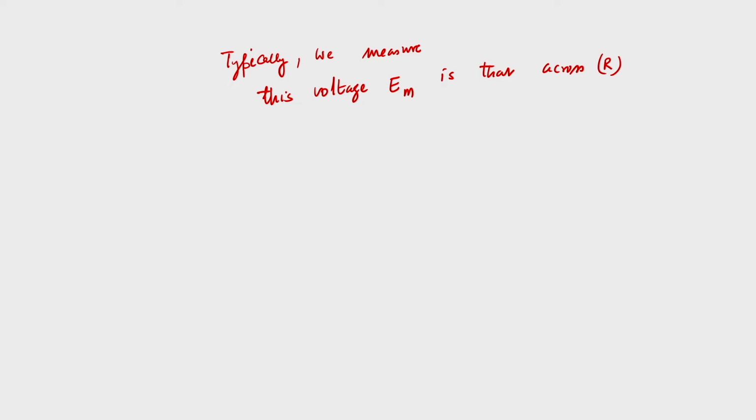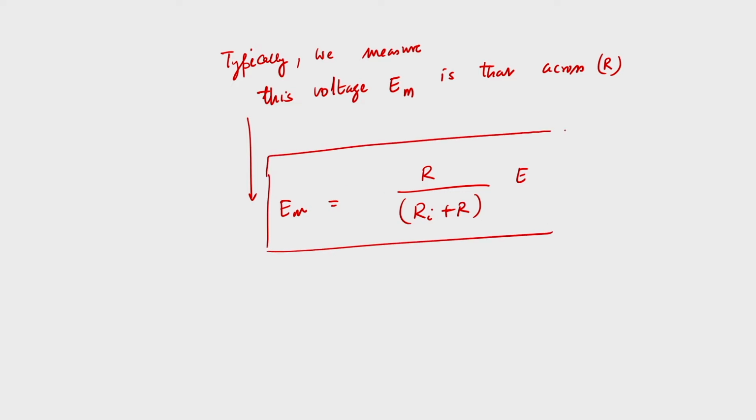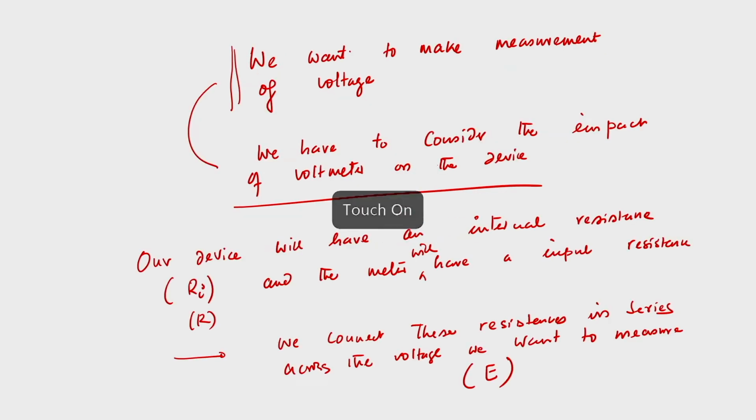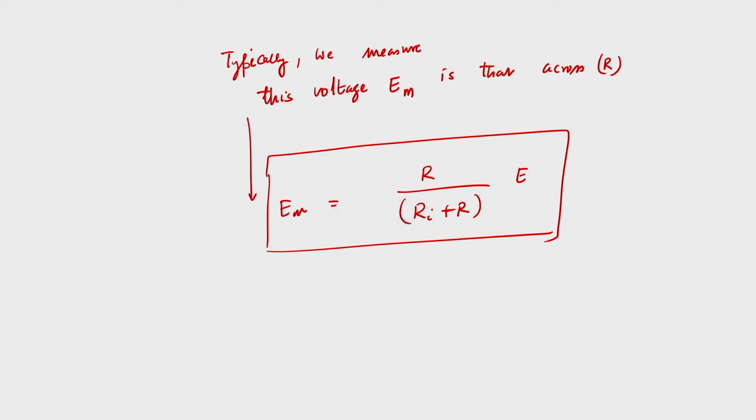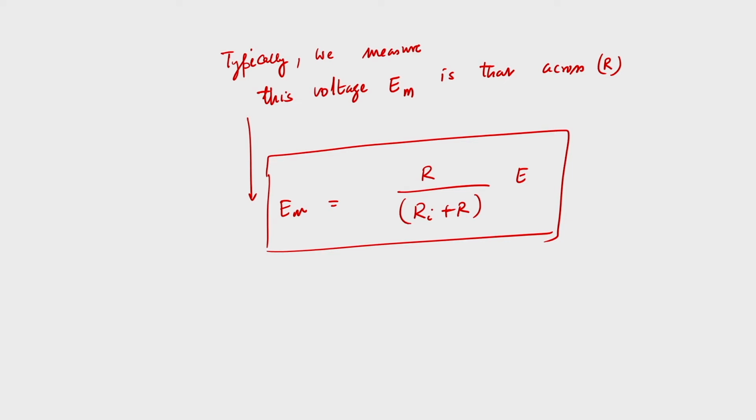Now this measurement EM, if I calculate it, since both the resistances are connected in series, then definitely it will be R by Ri plus R into E. If I go back to my previous slide, we want to measure E, we connect the resistances in series, but typically we measure voltage EM across R. So EM can be written as equal to R into E divided by Ri plus R.